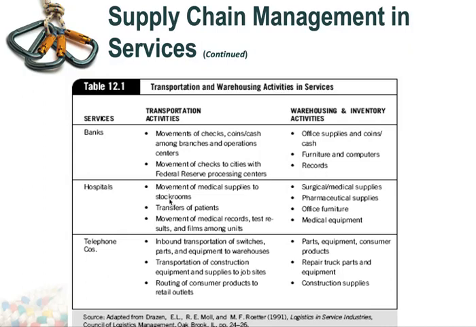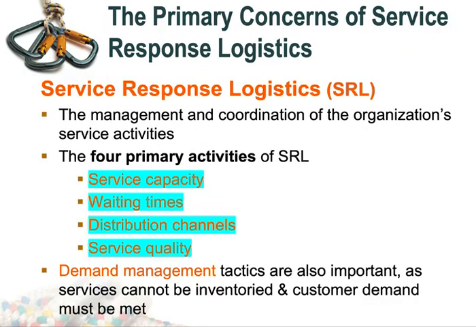And how about hospitals? Hospital transportation activities consist of movement of medical supplies to stock rooms, transfer operations, and movement of medical records, test results, and film among units. And how about the warehouse and inventory activities? For example, surgical and medical supplies, and we have to keep stock of pharmaceutical supplies, and we also have stock of office furniture and medical equipment.